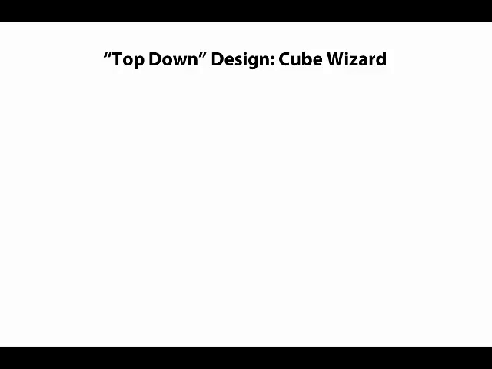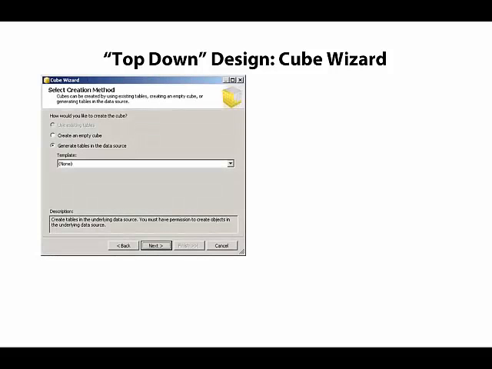To build a database using the top-down design, we start with the Cube Wizard. One of the steps in the Cube Wizard is to select a creation method. And here's where we select Generate Tables in the data source, or we could create an empty cube to start the top-down design process. There's also a drop-down here to select a template, which just serves as a starting point that we can use for our design, and we can always make changes to that design later.